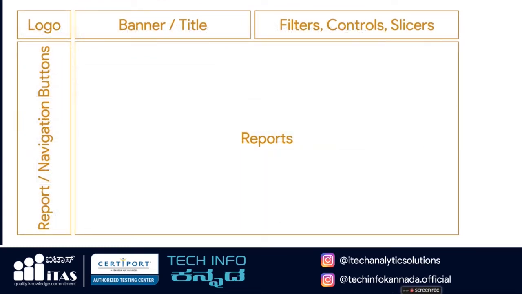So what we're seeing here is the layout of a dashboard. It's a very simple typical dashboard layout. You can see that we can have a logo here, then we have the banner, then filters, controls or slicers. We can have the navigation buttons, and we can see we have reports here. The report part will have major space because this is where the visualizations will be placed.